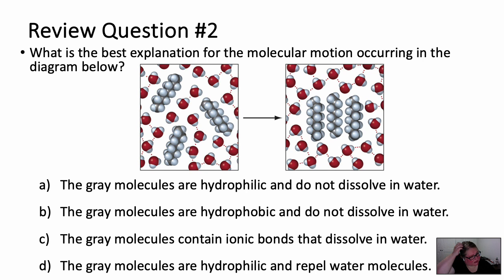Now, what about C? Okay, if the gray molecules contain ionic bonds that dissolve in water, this would be correct if it did have ionic bonds, but what we would see is much smaller molecules in this picture, if we're in the gray, and then we would see each of these individual atoms separated and surrounded by water molecules in this picture. So C is kind of the weird one that stands out. When we see weird answers like this, it's either going to be the correct answer or it's not going to be an answer at all. So in this case, C is not an answer at all.